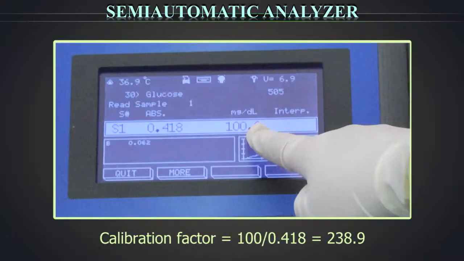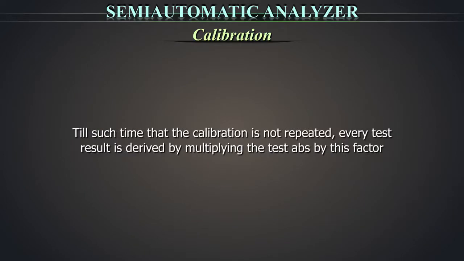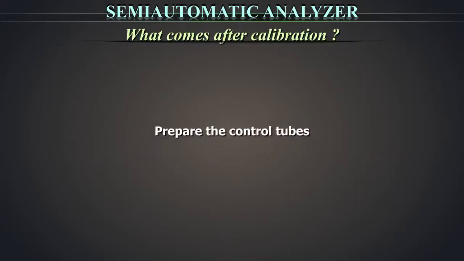The equipment derives a calibration factor by dividing the specified value by the standard absorbance. Therefore, the calibration factor will be 100 divided by 0.418, which is equal to 238.9. Till such time that the calibration is not repeated, every test result is derived by multiplying the test absorbance by this factor.